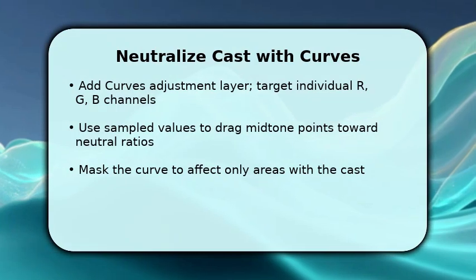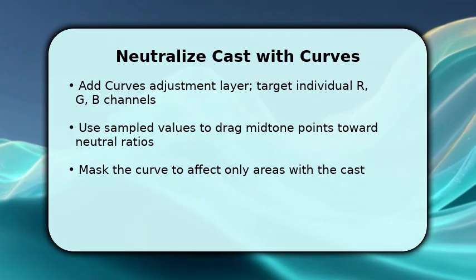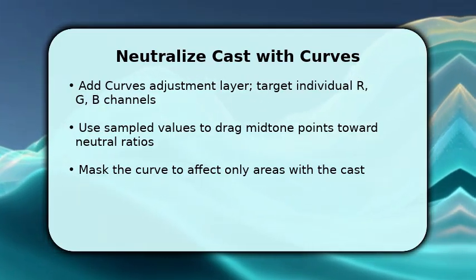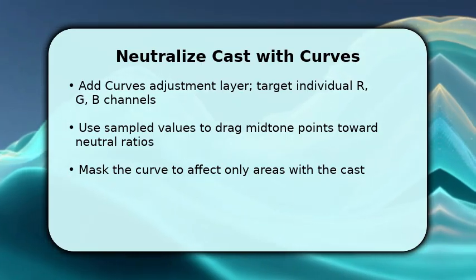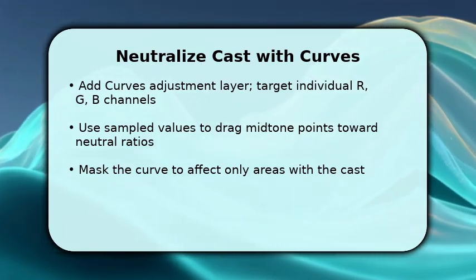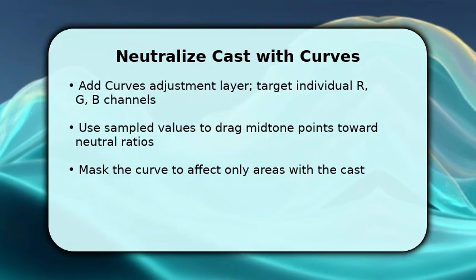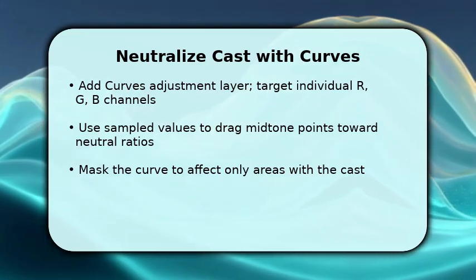Now create a curves adjustment layer and switch between the red, green, and blue channels to correct the cast. You'll drag midtone points subtly. Small shifts matter because curves is powerful. Use the sampled RGB readings to move each channel toward a neutral balance. This is why you sampled earlier.